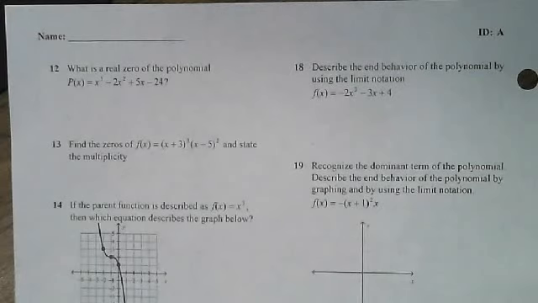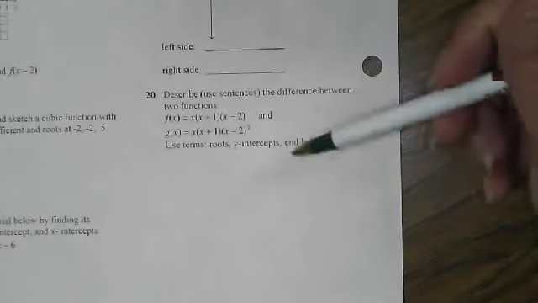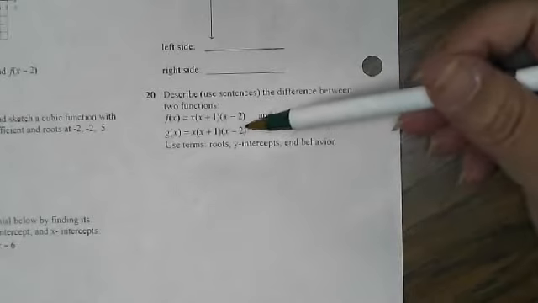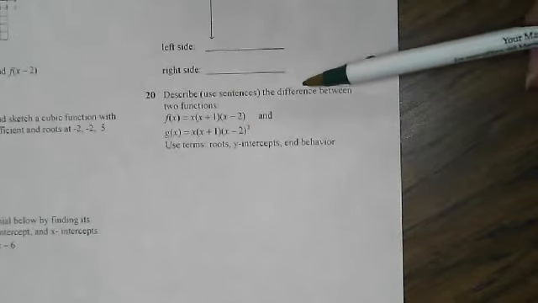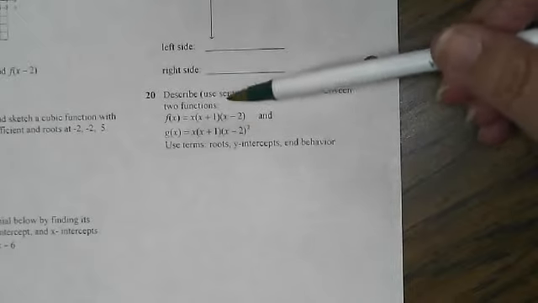We did the back of the review page. I started with problem number 20 because I really want everybody to not miss this on the test and not leave it blank on the review. You're supposed to describe the difference between the two functions.